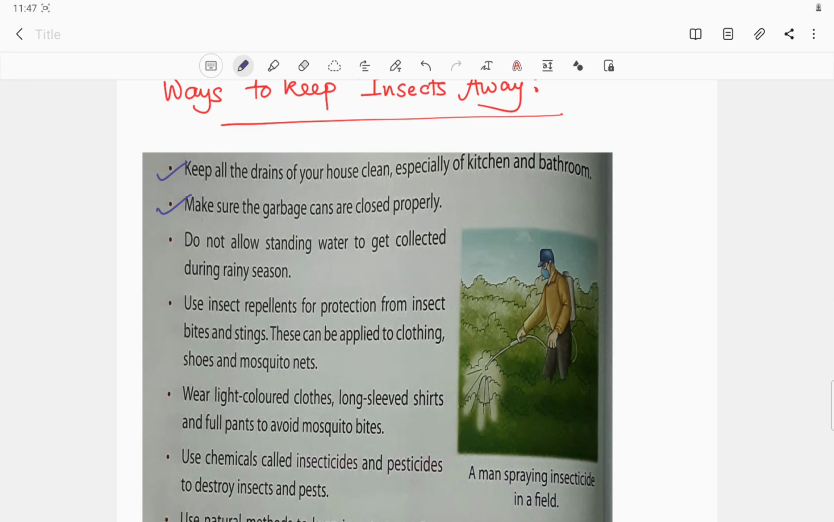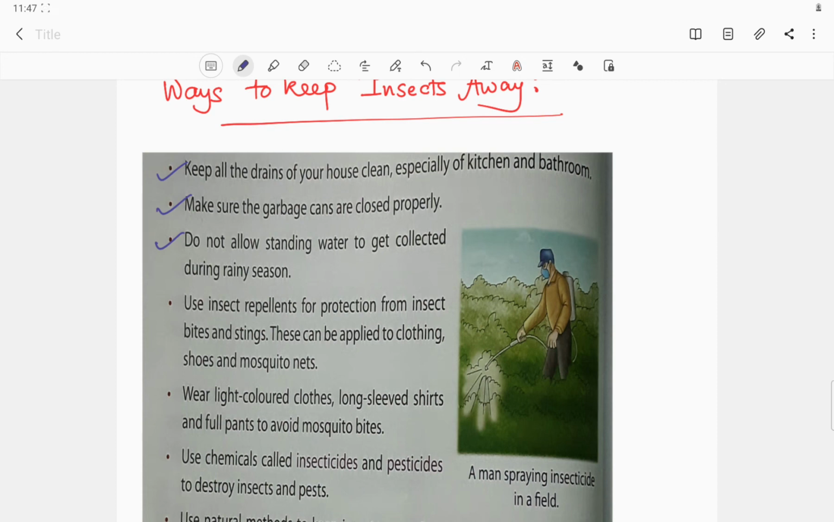Right? So garbage cans, where we put the garbage in a garbage pot or cans, must be closed properly. Don't allow standing water to get collected during rainy season, otherwise dengue mosquitoes, that is Aedes mosquitoes, spread dengue virus.